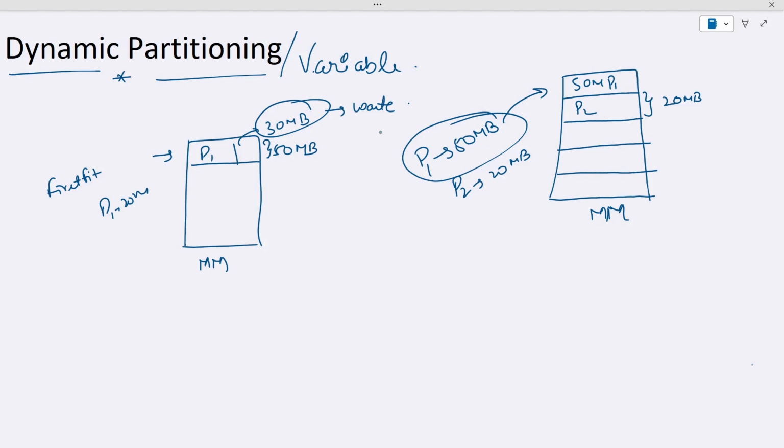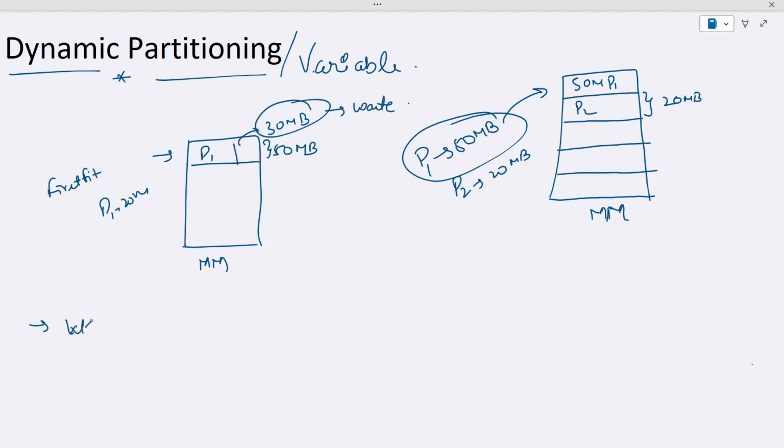So to overcome internal fragmentation, we have a concept called dynamic partitioning, where main memory, basically the operating system, allocates as much space as is needed for the process. So whenever a new process arrives, a new partition equal to the size of the process is created and allocated to that particular process.